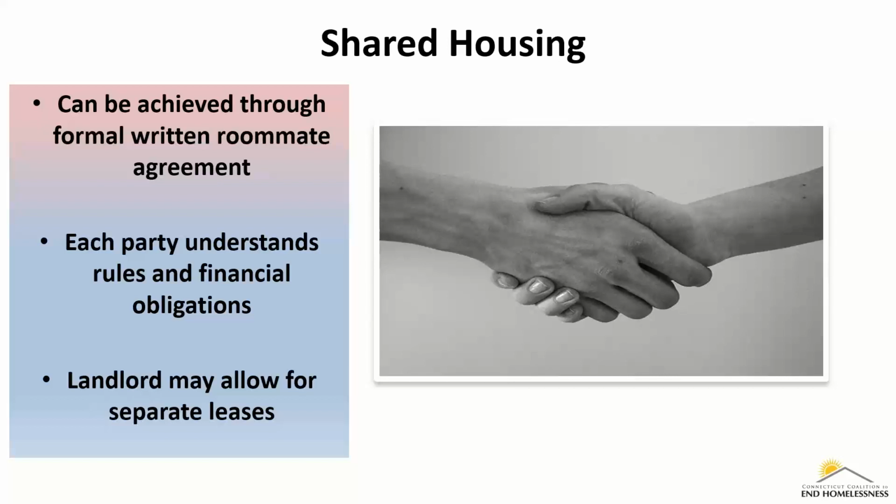Another thing that can be a possibility is having a conversation with a landlord that's willing to rent to two roommates. On occasion, we have had landlords that will allow for separate leases so that if one of the roommates falls off paying rent, not both parties will be evicted, but just the one, and a new roommate can come in to support the household.